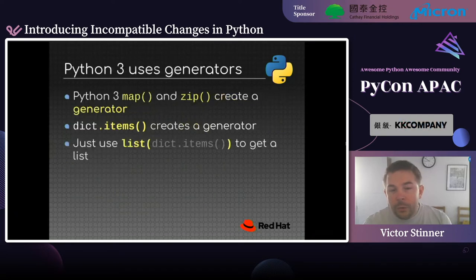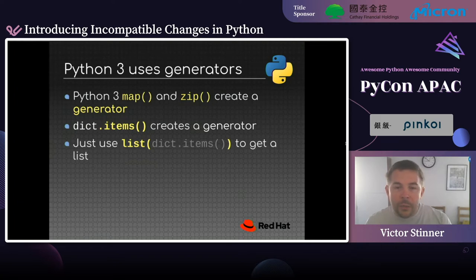So again, the good news is that in Python 3, all you need to do is just call map and zip, and by default, you get a generator. And it's the same for the items method of the dictionary. Instead of getting a list, you get a generator. So again, it's more efficient. It's a good practice to use generators. And if you really need to get a list, all you need to do is call list on a generator, for example, call list on dict.items. And I think this is a better way to do things.